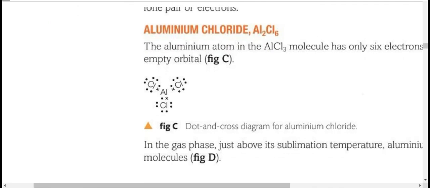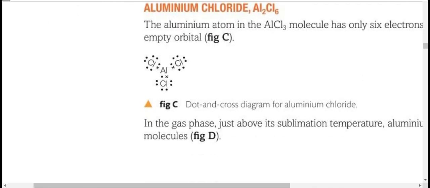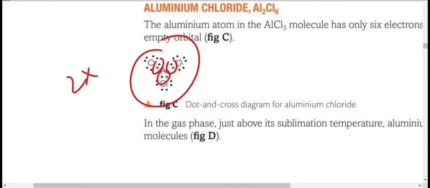We talked about the Al2Cl6 structure as well. This is AlCl3, the normal structure, which I told you previously, and how this structure is being formed. Now you can see 1, 2 and 3, these are covalent bonds. So 2 times 3 will give you 6 electrons. The octet still needs to be completed. If there is a dative covalency, then the dative covalency can fulfill that octet rule.